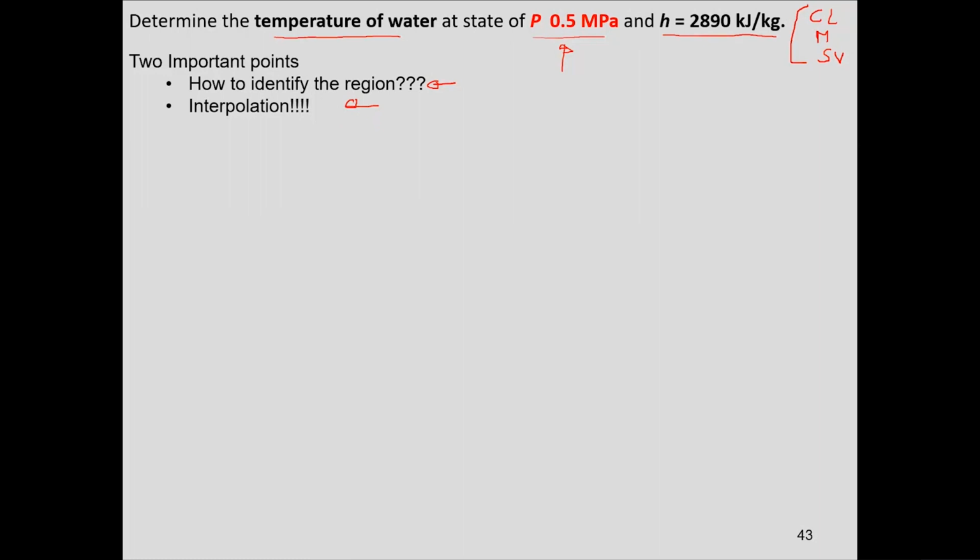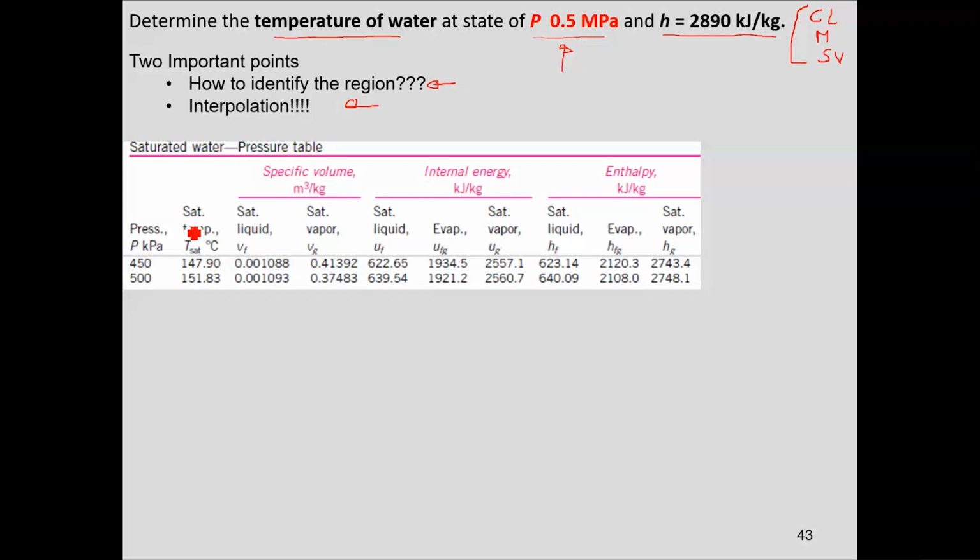So the first thing, how would you identify the region? You'll go to the saturated water pressure table, which is table A5, for 0.5 megapascal or 500 kilopascal. The value given to you of enthalpy is 2890 kilojoules per kg. Now, if you see the enthalpy values, for saturated liquid the enthalpy value is 640.90. For saturated vapor, it is 2748.1. 2890 doesn't lie in the table. How would this help me to identify the region?